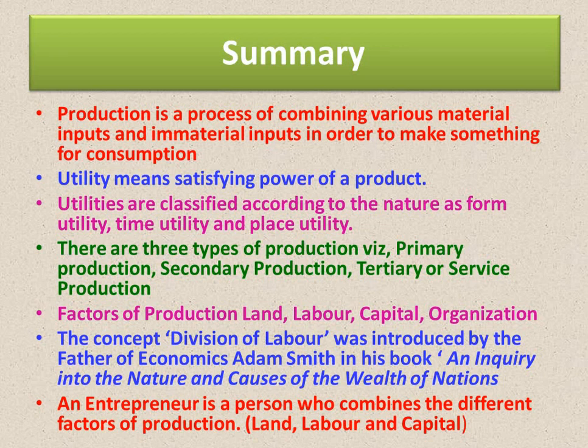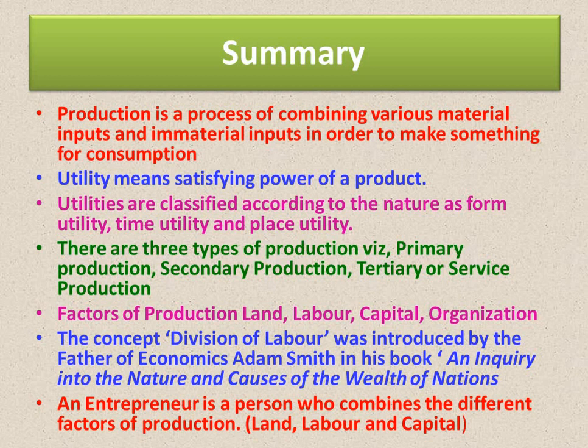The demand and use of cotton increases if it is converted into clothes. If the commodity is transported from one place to another, its utility may increase. That is place utility. If the commodity is stored for a future use, its utility may increase. That is the time utility. There are three types of production, that is primary, secondary and tertiary or service production.